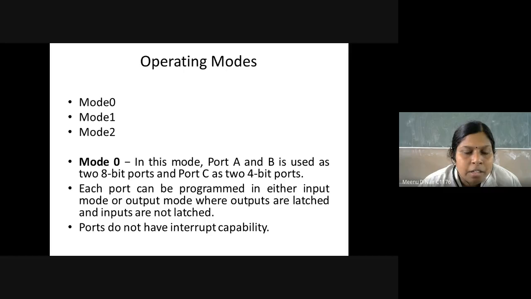So totally how many ports will be available for the input output mode of operation? There are totally four ports available. First one is port A, second is port B, third is port C upper, and fourth is port C lower. So there are 4 ports available for mode 0 operation, and each can be programmed as either input mode or output mode. Whatever you require, you can write the control word. You know how to write it.